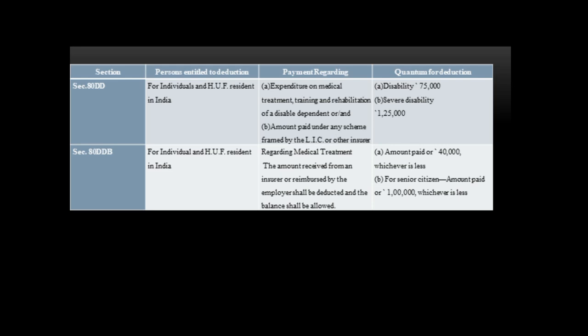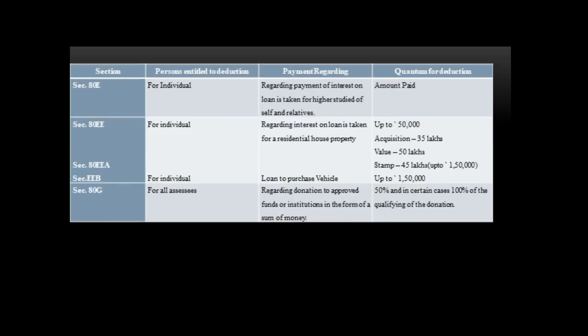Next, we'll move on to the next section, 80DDB. 80DDB is regarding medical treatment. Again the same concept is used, but the earlier one is for a disabled person, and now it's for normal persons, and the persons who are eligible are individuals and HUFs resident in India. The quantum of deduction is the actual amount paid for the medical treatment or 40,000, whichever is less. And for a senior citizen, the amount paid or rupees 1 lakh, whichever is less, will be considered.